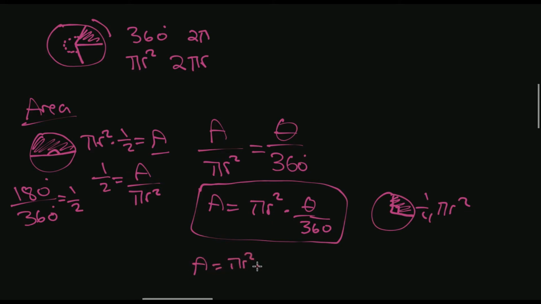Area equals pi r squared times theta over 2 pi, because 360 degrees is 2 pi radians. The only difference is that your theta would also be in radians.